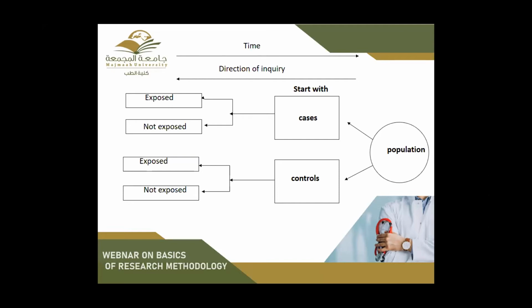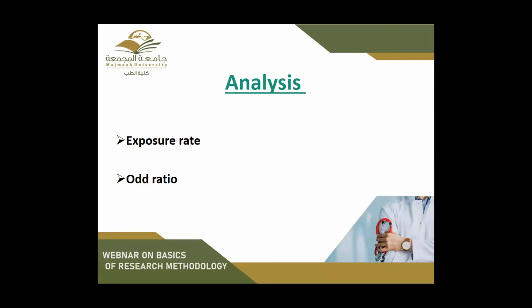Cases means patients with lung cancer. Then I will ask them, are you exposed to smoking? Yes or no. Then the controls, I will ask about the exposure. Usually from this analysis, I can get two measures, what we call the exposure rate and the odds ratio. From the exposure rate and odds ratio, I can know if there is an association between smoking and lung cancer or not, and how strong this relation is. It needs a lot of details, but I want you to know the basics, that we have something called case control.